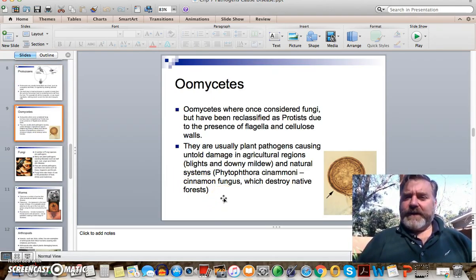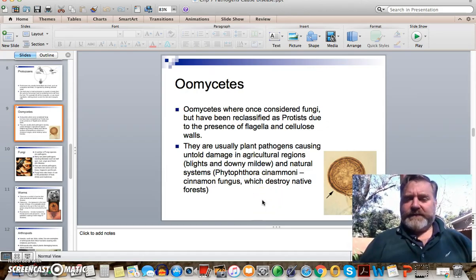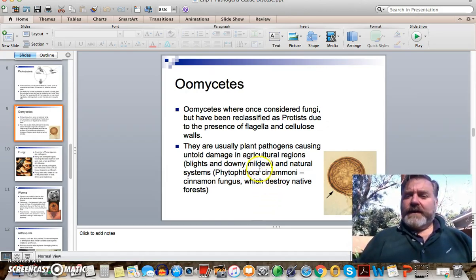Oomycetes used to be considered fungi, but they've been reclassified as protists, which are essentially miscellanea. And they have a presence of flagella, and they have a cellulose wall. Now, fungi don't have cellulose walls, so these guys are more closely related to the plant possibly than the fungus is. Fungi are probably more closely related to us than they are to plants. And these are generally plant pathogens.